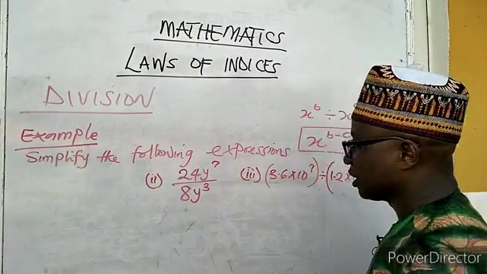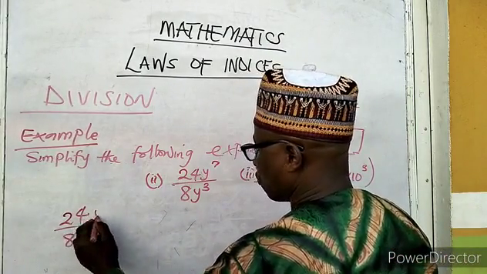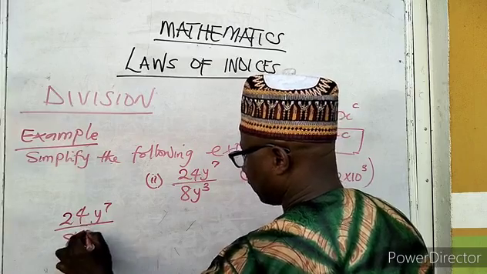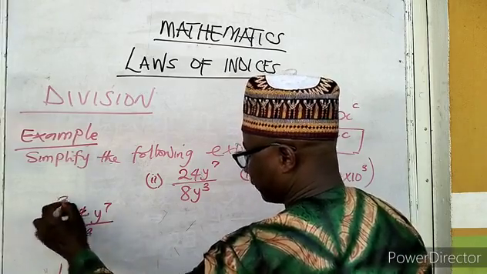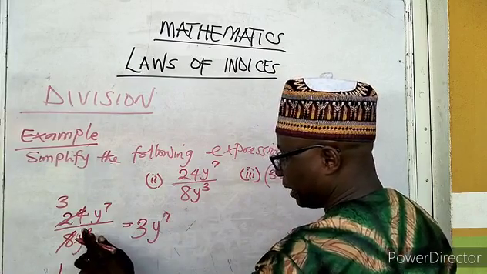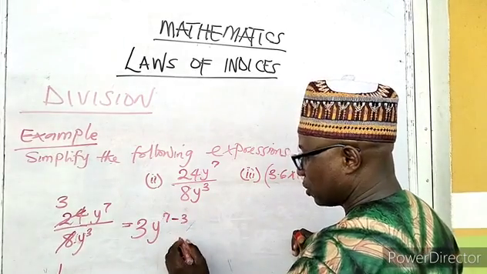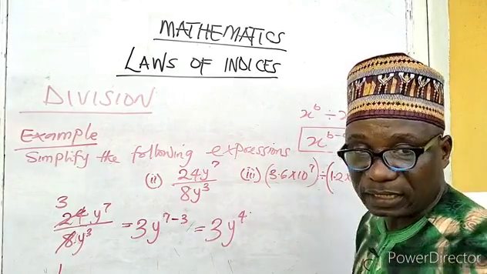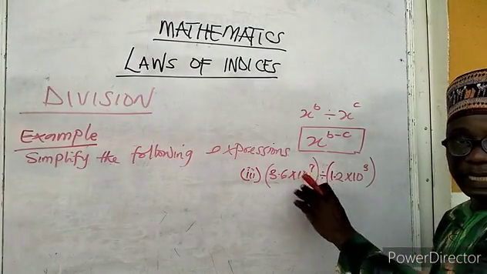Now, this one is very simple. You now say, that's 24 all over 8, y to the power of 7 all over y to the power of 3. 8 here, 1; 8 here, 3. So it means we now have 3, y to the power of 7. When you are dividing, you subtract the powers, 7 minus 3. So this one will now give us 3y raised to the power of 4. Is that clear?